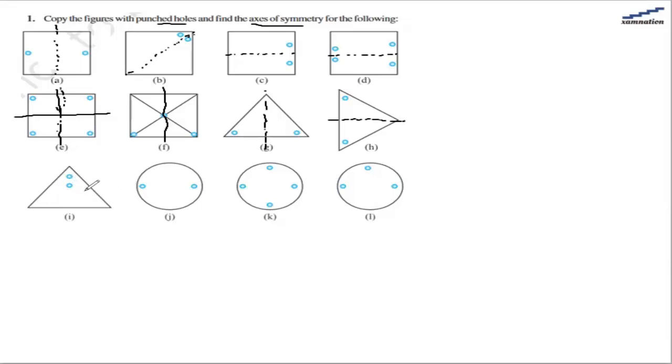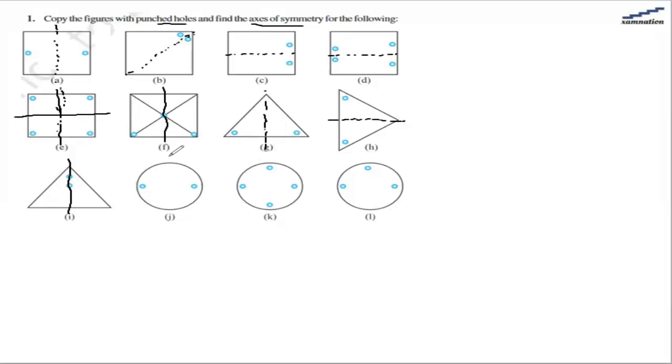In the next part, here we have a triangle, and there are two dots, and these dots are near one vertex. So we are going to draw the line here, a vertical line which passes through these two dots, and which creates a mirror image. These two sides are now mirror images of each other.